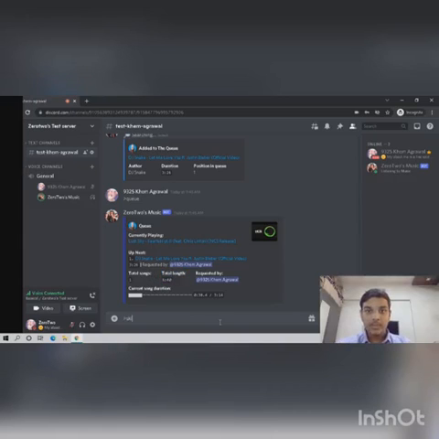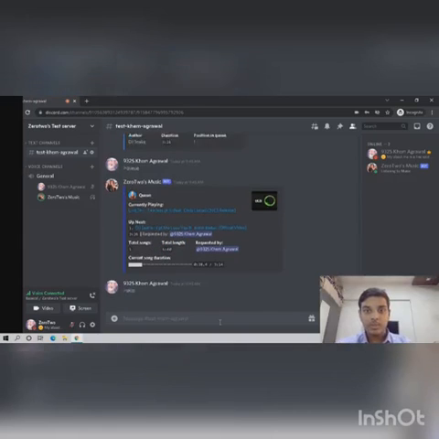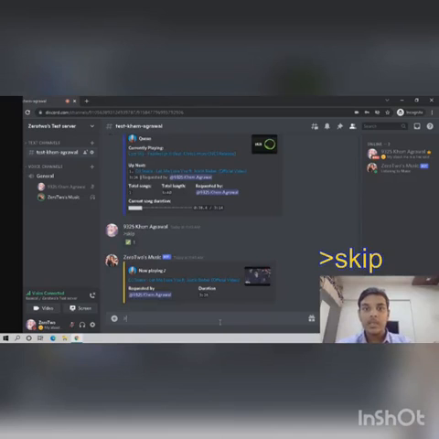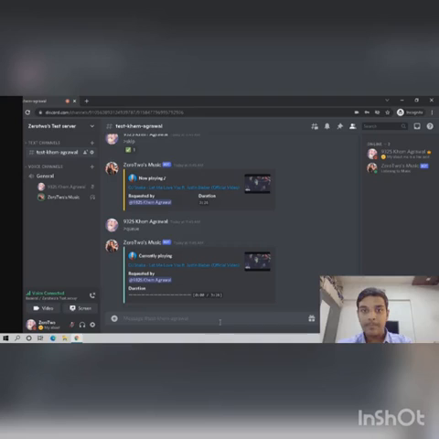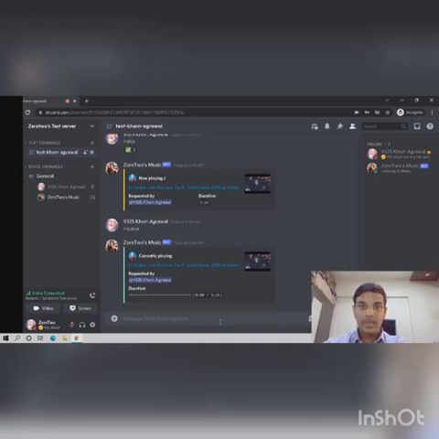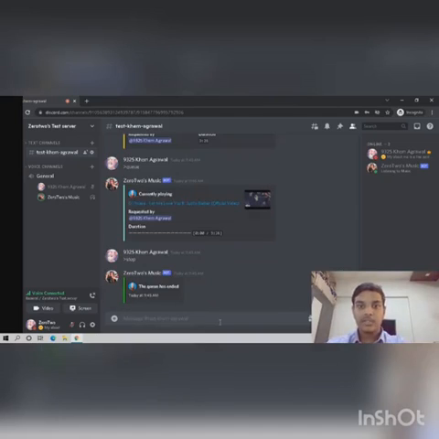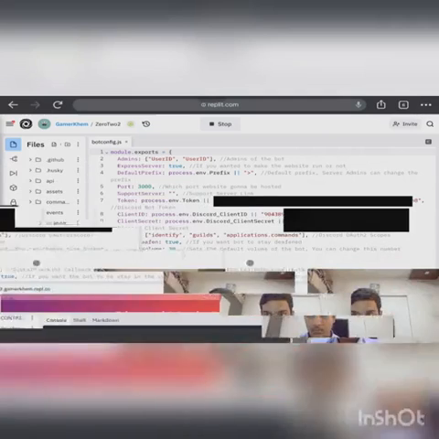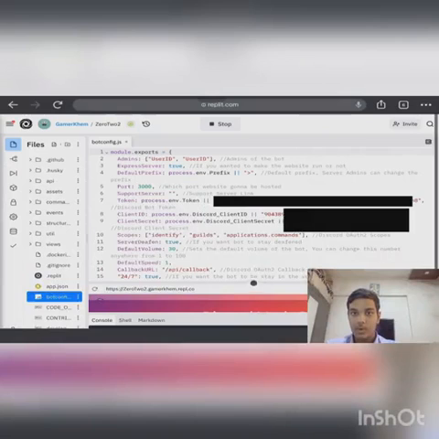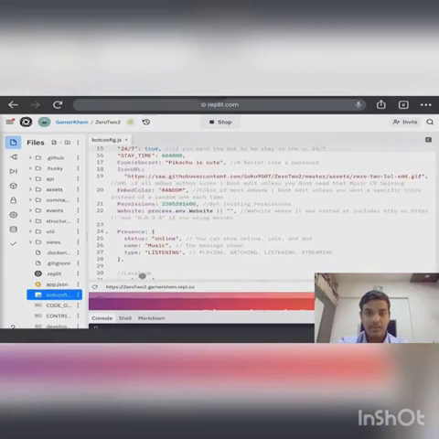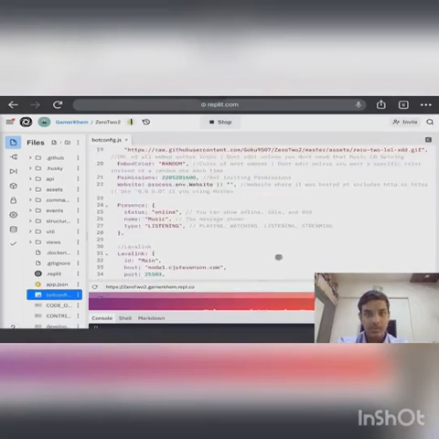If you like to skip the song to play the next song in the queue, you can simply type the command prefix skip and it will skip the song. And if you would like to stop the song, you can simply type the command prefix stop and it will stop the song. So now I will tell you how the bot works. So I have connected my bot with its token and its client ID on the codes which I have written here. And I have hosted my bot with the help of Lava Links server.